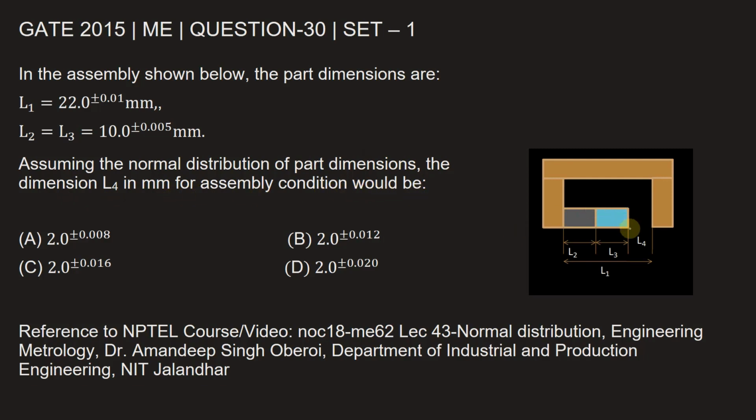So when we find L4, also referring to the options, we have to find it with its tolerance limits. So we will have to find the upper limit and the lower limit and then identify the tolerance with a mean dimension written like this. So let's figure out how it is done.